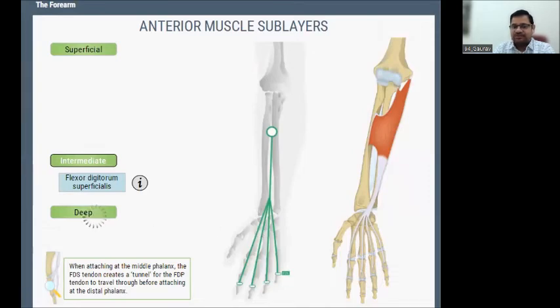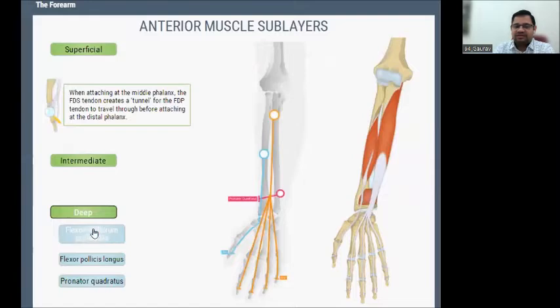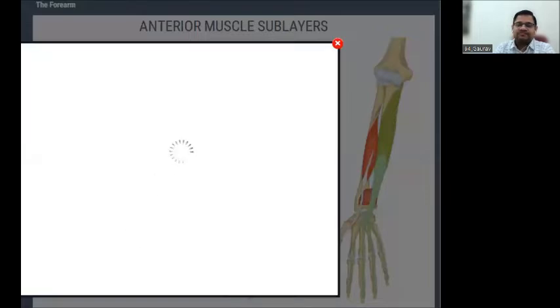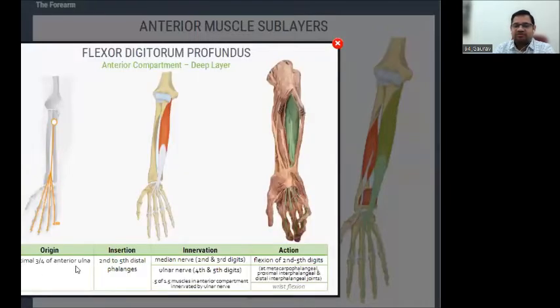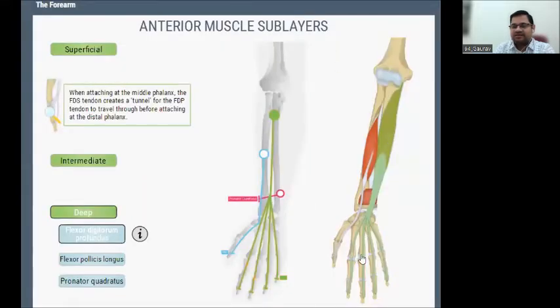Then comes the deep group of muscles. There will be three. First is flexor digitorum profundus. Again, you can see this is a big one, and the tendons are going to the tip of the fingers, or just below the nails, you can say simply. It will have origin from the proximal three-fourths of the anterior ulna. Insertion will be on the second to fifth distal phalanges. Innervation: now see, the other half of the ulnar nerve will come here. First of all, it will be the median nerve for the second and third digits, and for the fourth and fifth digits it will be the ulnar nerve, and the action will be the same, flexion of second to fifth digits. So this is the powerful muscle which is going to help you in the flexion of the fingers.